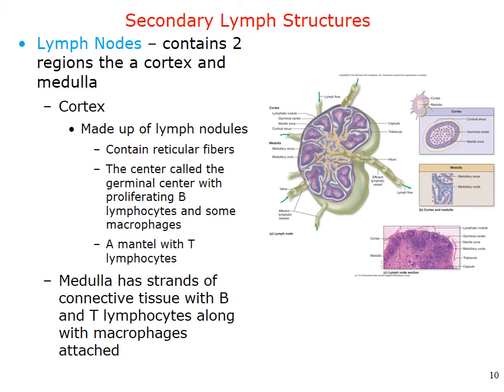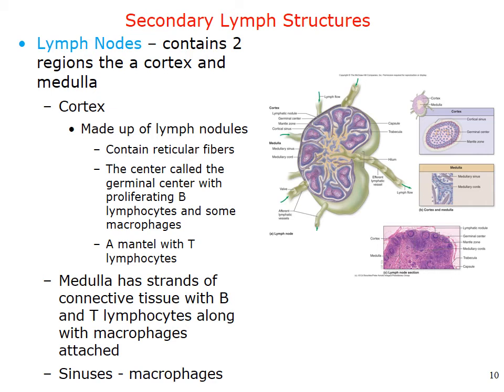The medulla has strands of connective tissue, so now we can see that this area in here is the medulla. And there, once again, we find B cells, T cells, and also macrophages attached to it. So once again, we can begin to see that if lymph is passing through in this direction, it is now inspected by these B, T cells, and also macrophages.